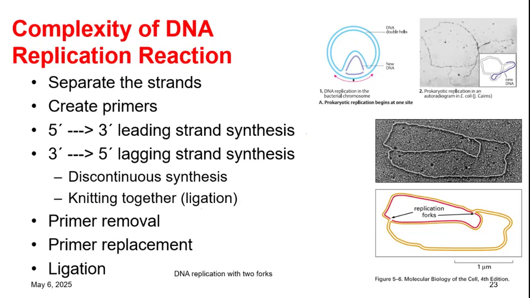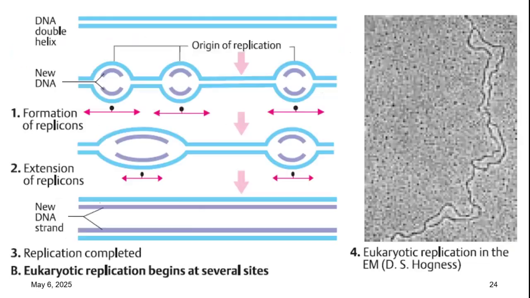Then before we actually knit, we need to remove the primer, because the primer is actually RNA and is going to be containing uracil instead of thymine. And then the primer position is supposed to be filled with DNA, and that's what we call the primer replacement. And then finally, the ligation of these discontinuous fragments with the use of DNA ligase.